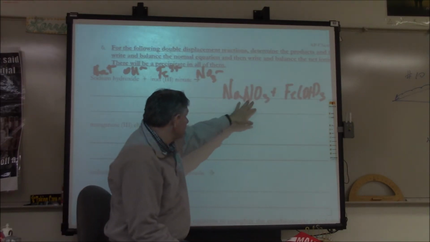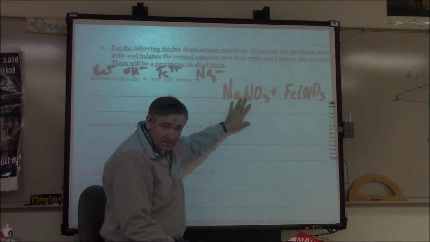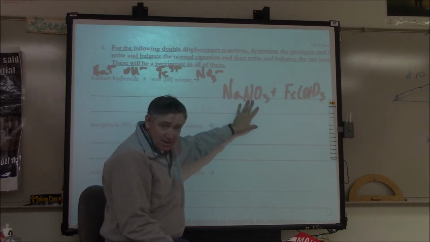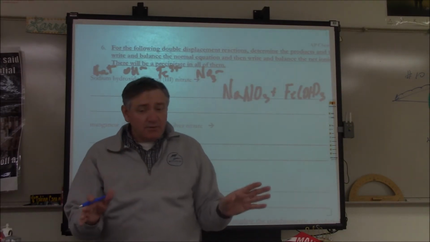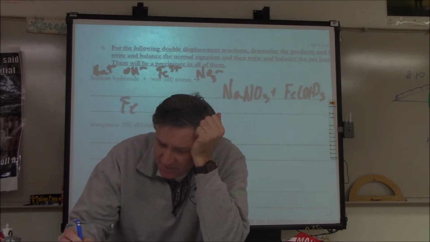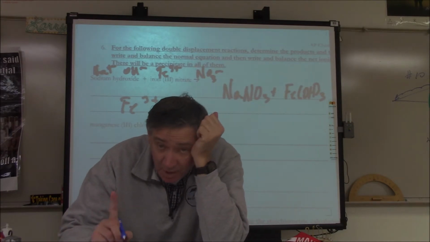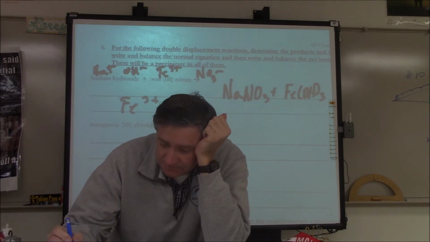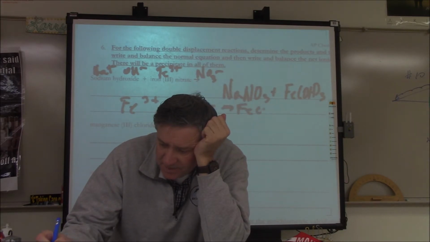These are still existing as ions in the solution, so these are going to be spectator ions. So your net ionic equation on this one should look like this. It should be Fe3+. Now I'm going to do this wrong. Do not do what I'm about to do. Plus hydroxide yields Fe(OH)3.